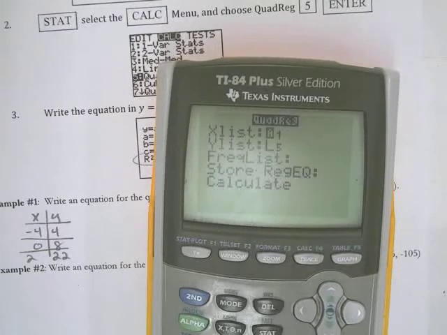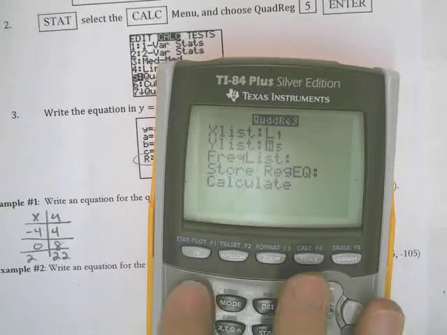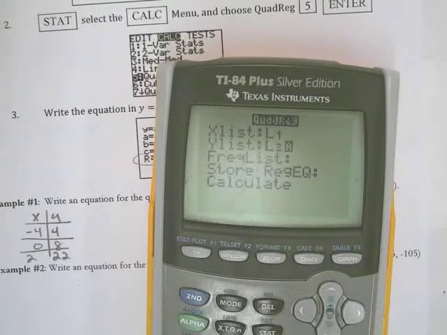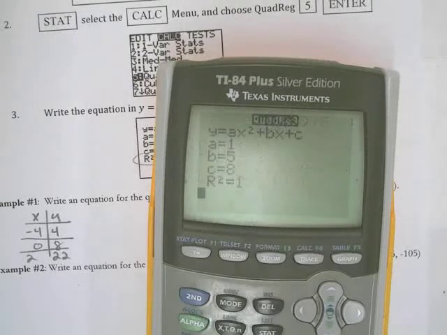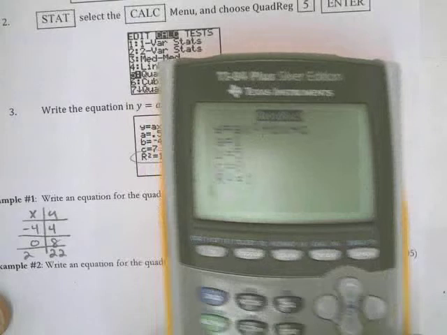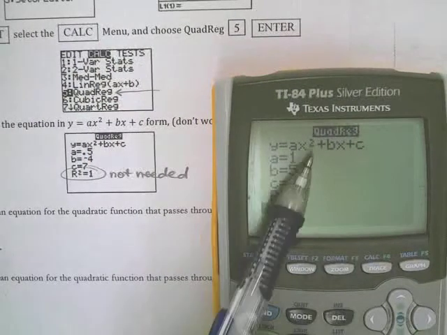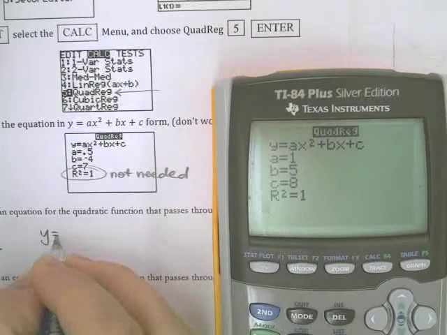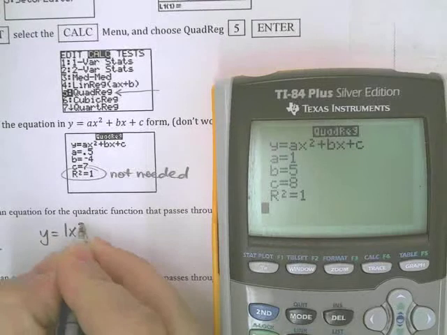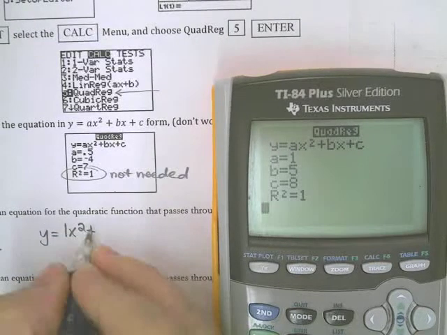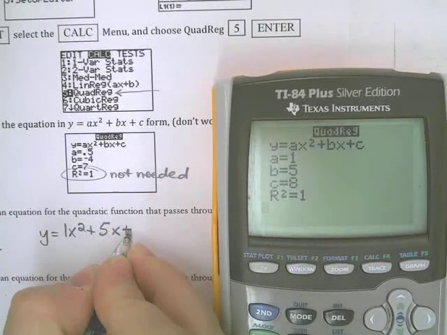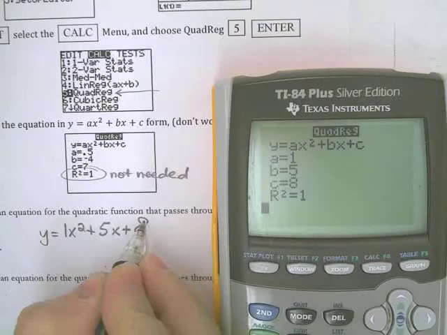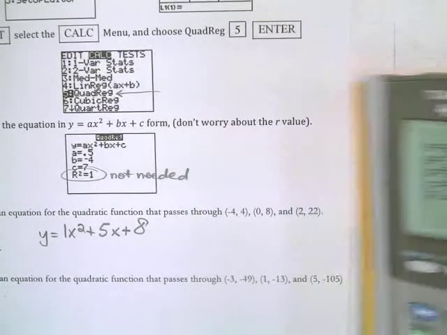And I need to make sure where I put my list. I put my list in L1 and L2. There's an L2 that's blue down below, so I need to get that. And there it is. Okay? And so I'm going to use that equation. It says A, so Y equals A, and A is 1, X squared plus BX, and B is 5, plus C, and C is 8. Okay? So that's the answer to that.